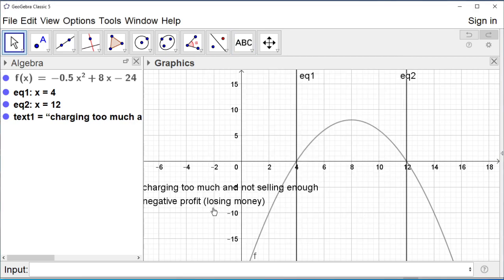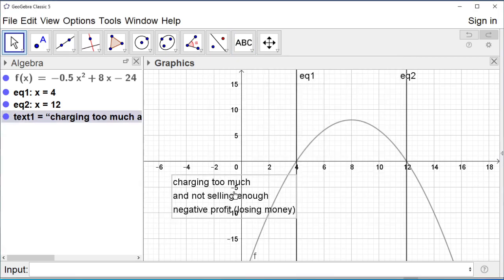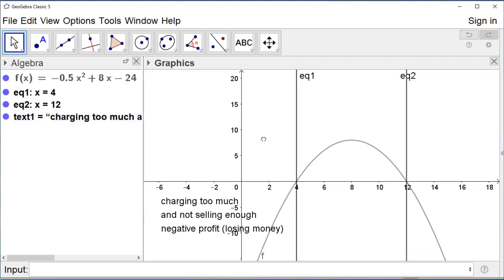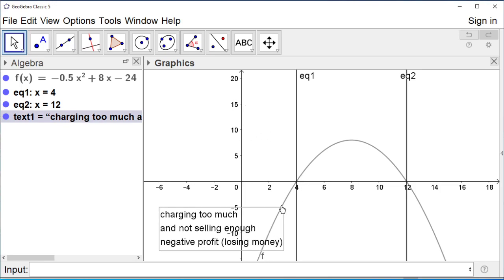Let me make this a little easier to see. Let's get rid of the grid. Keep the axis, I guess. So if you're in this first region, between 0 and 4, your profit's negative because your costs are too high, you're not selling enough. Your sales are low, and we know that sales are low when prices are high.